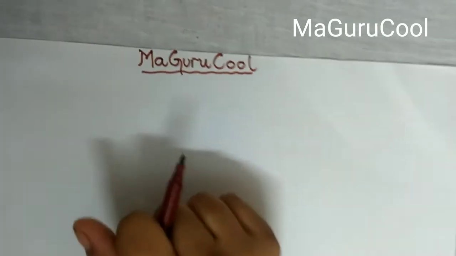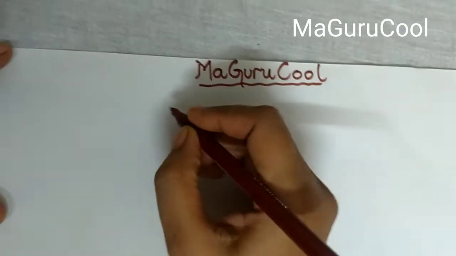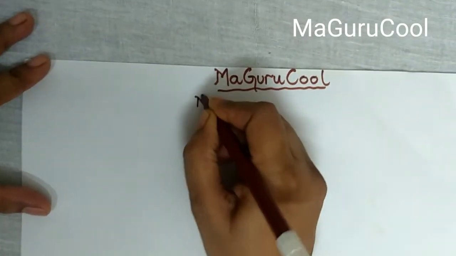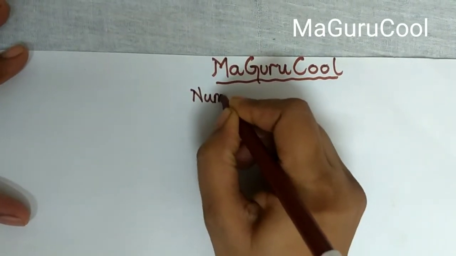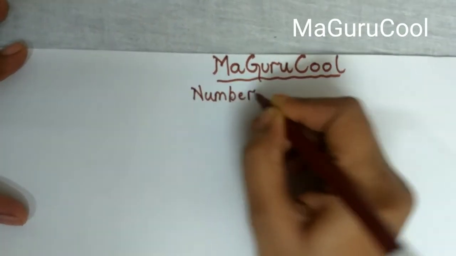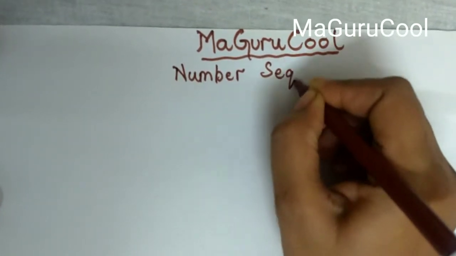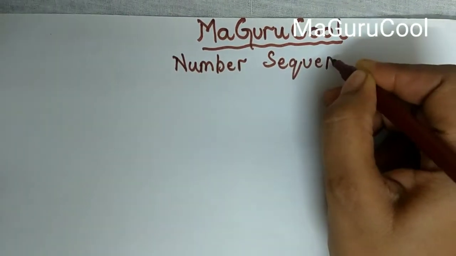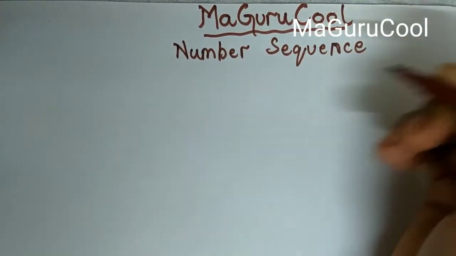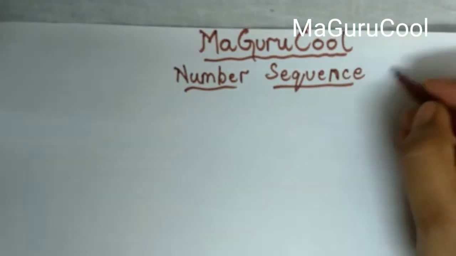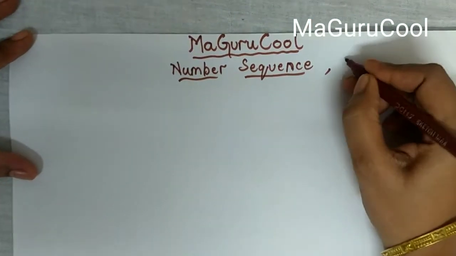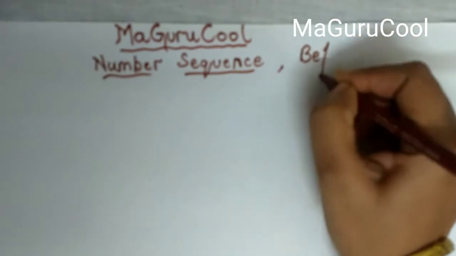Today's activity in Ma Gurukul is Math Made Easy. It's about number sequence: what comes before, what comes after, and what comes in between. This video will be applicable for children in the age group of 3 to 5, that is nursery, LKG, and it can go up to even UKG too.